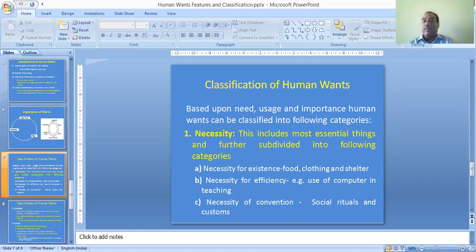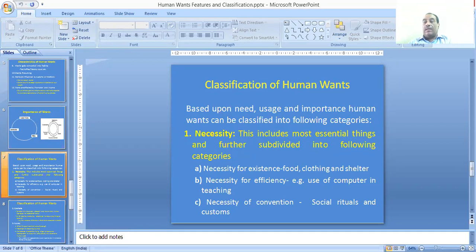Then necessity for efficiency. So this is also very important. Just consider that 5 or 10 years back, the use of mobile was considered to be a luxury. Now, can you imagine a life without a mobile? I am taking your classes because you have a mobile there. So the use of computers in teaching has increased the efficiency. It has increased the reach. I am here, but I am reaching you. So this kind of want is called necessity for efficiency.